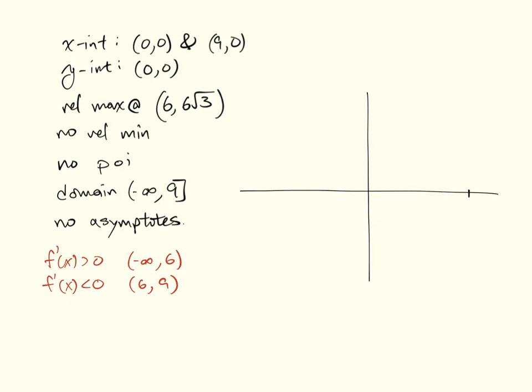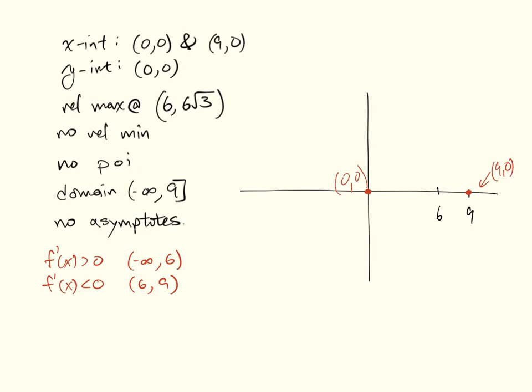And I know the graph does not exist to the right of 9 by the domain. I know I have an x-intercept here at (9, 0). I'm going to do all of the intercepts in red. There's an x-intercept at (0, 0), which also happens to be a y-intercept. So I'm going to label these (0, 0). I can tell you that the graph increases all the way until 6. So right about here. And in fact, that's where the relative maximum happens.